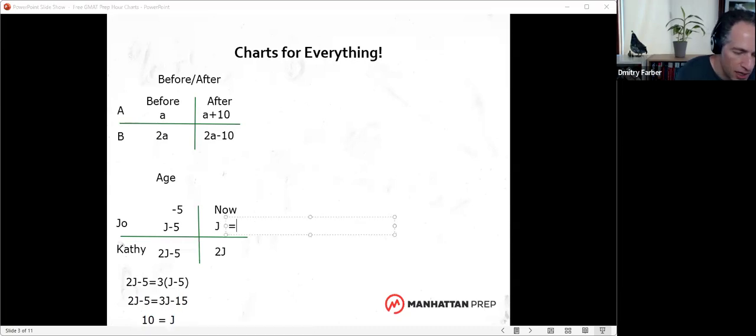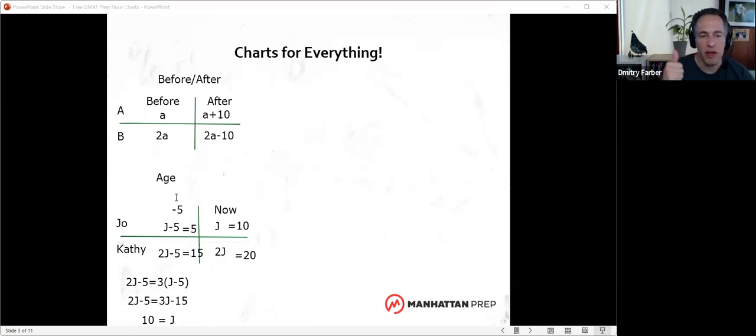Okay, if this one's 10 and that one's 20, then 5 years ago, this would be 5, and this would be 15. Yep, that's 3 times as old. Everything worked. We don't even necessarily have to verify if we're confident that our work's okay. But the idea is that we keep that stuff organized so we're not trying to hold it in one place.